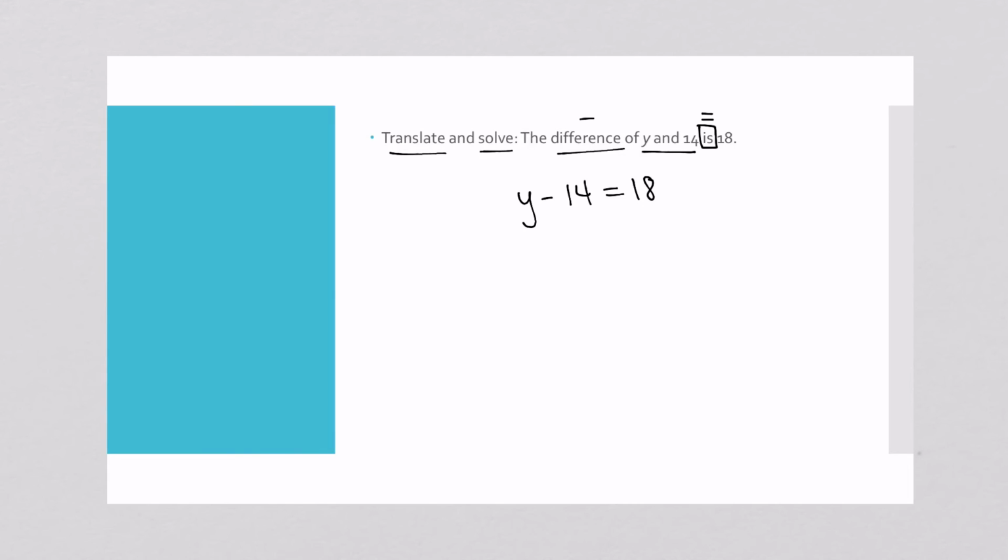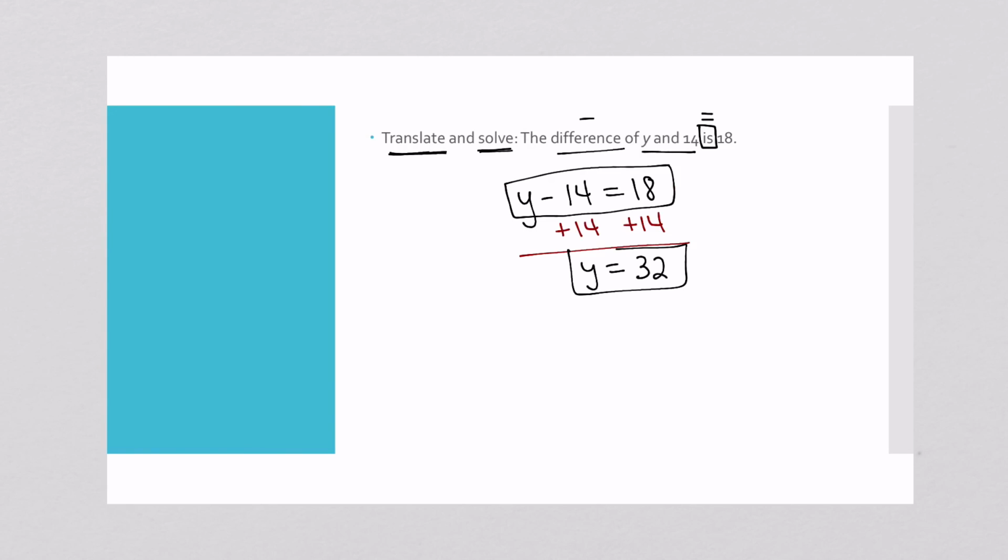So what you really need to do is follow this problem through and not get in too much of a hurry. So I want you to add 14 to both sides. So you get that y is equal to 32. That's your answer. Y is equal to 32. Whenever I grade this problem on a test, though, because I asked you to translate and solve, I would be looking for this step right here and your final answer.